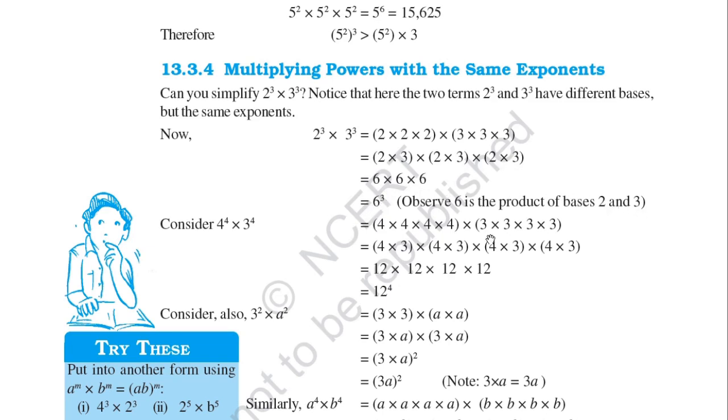So you can see here also 4 to the power 4 into 3 to the power 4. It is like 3 into 4, 3 into 4, 4 times. You can see here 12 to the power 4. Also you can see 3 squared into a squared. So you can see here 3 into a, to the power 2, that is (3a) squared.